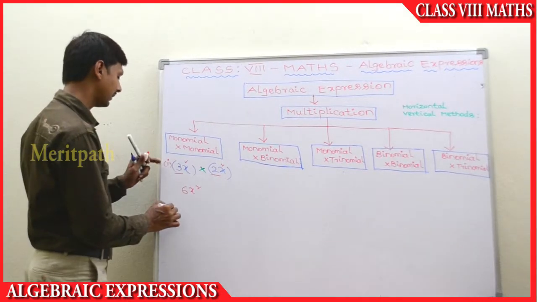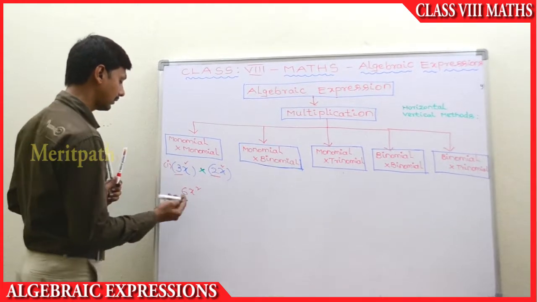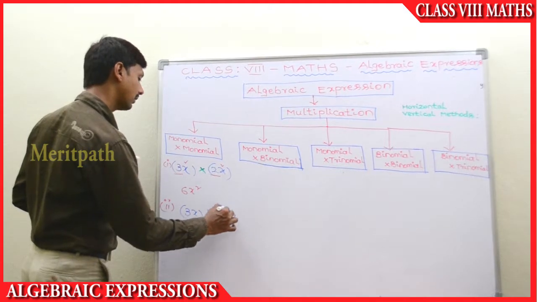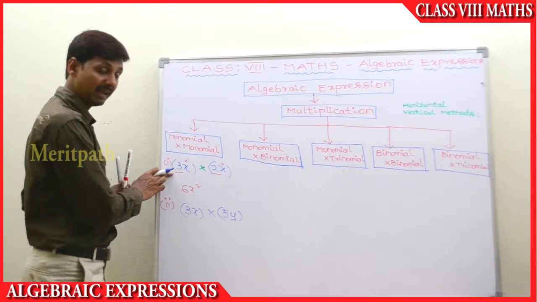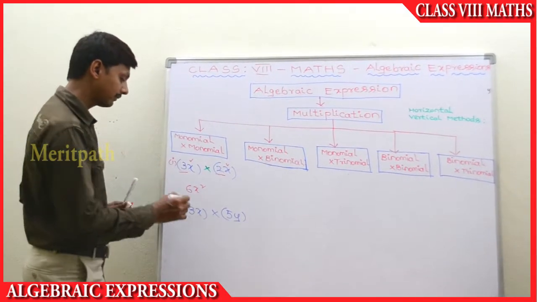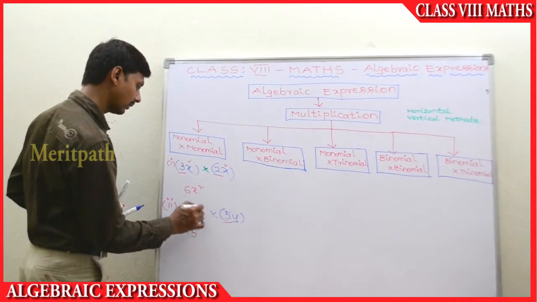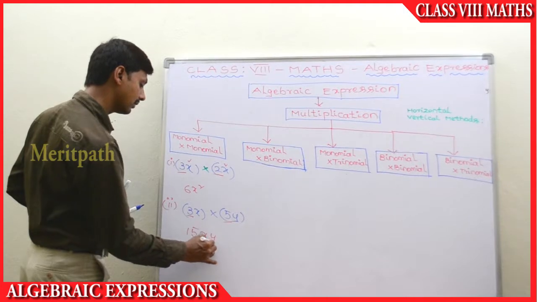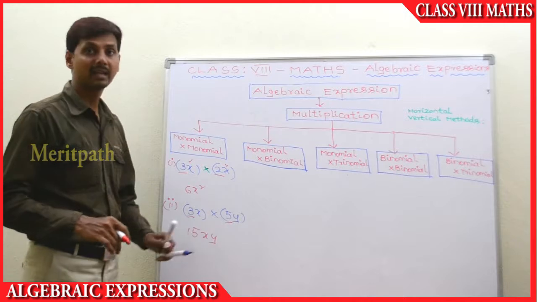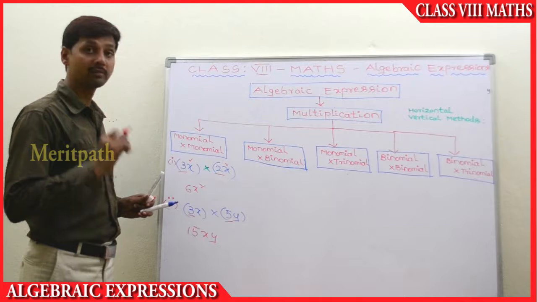Let's take some other example. That is, we take 3x into 5y. These are unlike terms. First we have taken the like terms. Let's take the unlike terms. So we get 3 into 5 is 15. X into y is xy. So for unlike terms we multiply the numerical coefficients. We find the 15. X into y, xy. So this is monomial by monomial in horizontal method.